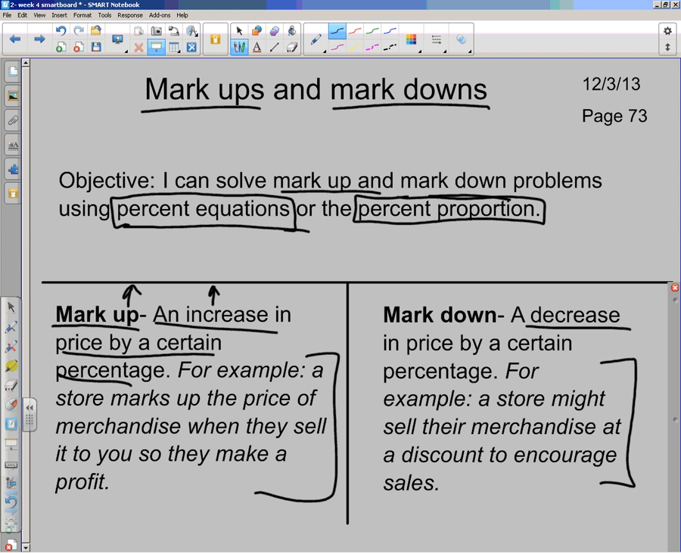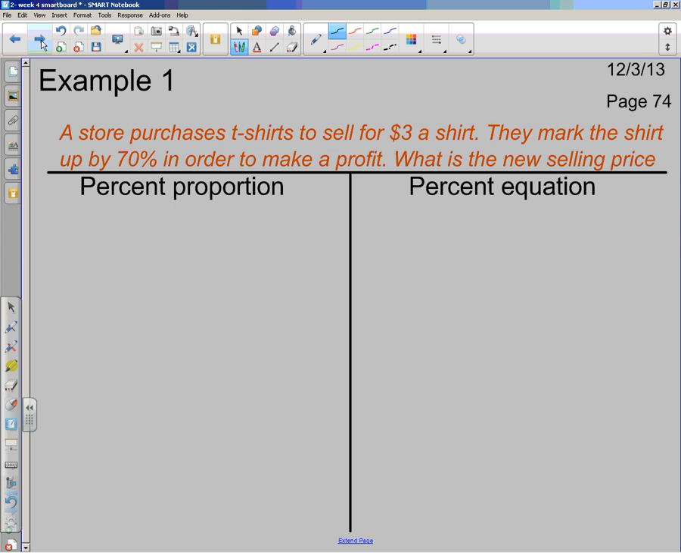All right. Let's go ahead and look at our first example. This can go ahead and go on the next page, which is page 74, December 3rd. And please write the problem at the top of the page. And I want you to divide the page in two with this line going down the middle. And on the left-hand side, write percent proportion. And on the right-hand side, put percent equation. We're going to solve this both ways.